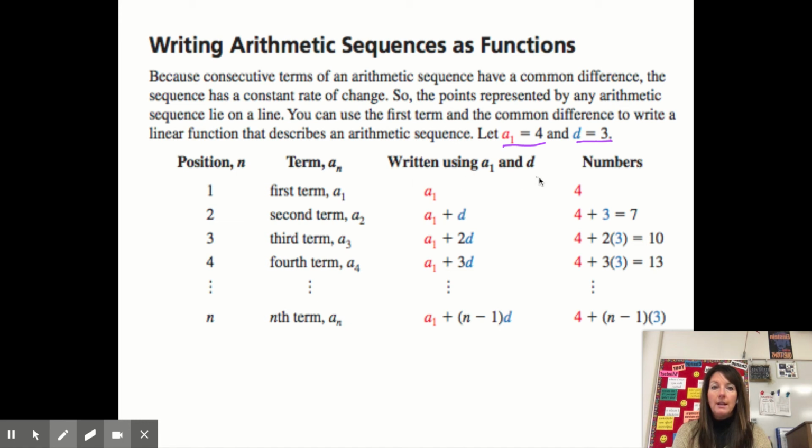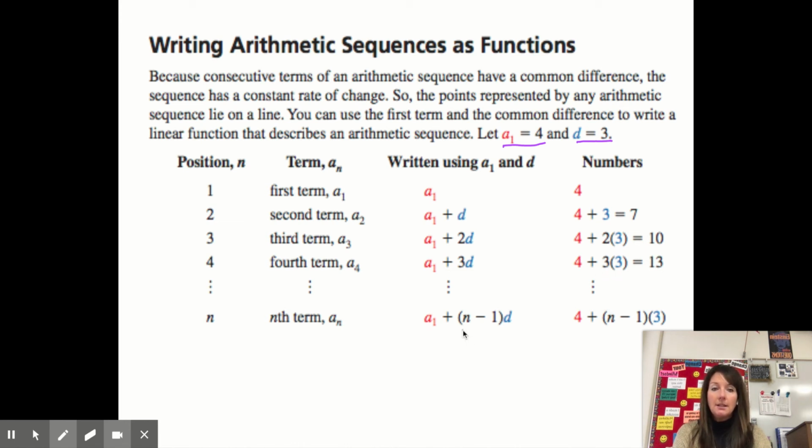So when you're just writing this, we'll use numbers and we'll use our algebra. So we have a sub 1, right? To get to the second term, if you start at 4, you add 3 because that's our common difference. So we will add d in this case. So 4 plus 3, we get 7 as the second term. To get to the third term, from 7, we'll go to 10, which is like taking 4 plus 2 times 3. Then from 10 to 13, adding 3, which is like 3 times 3.